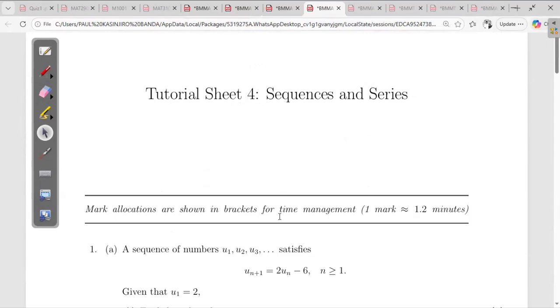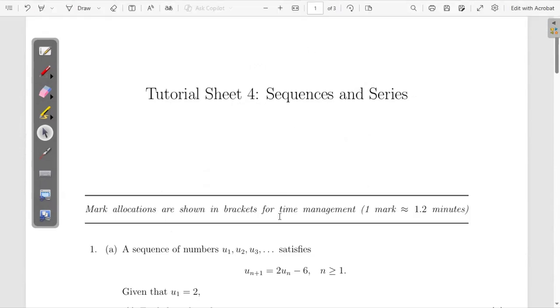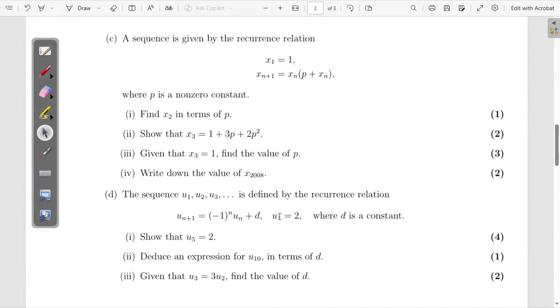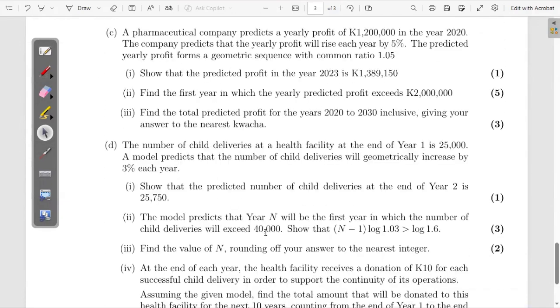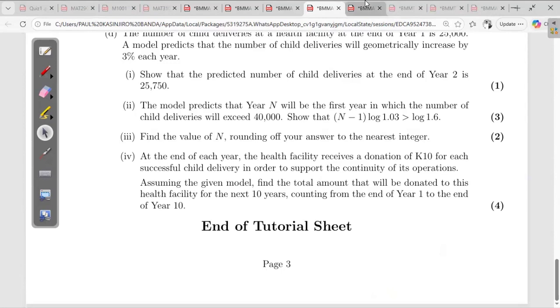Tutorial sheet 4 is on sequences and series. Again, we've solved all the questions in this tutorial sheet. Okay, all the questions here have been solved. They're there. You can access them on the website.